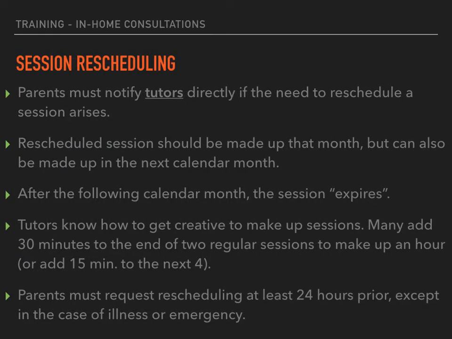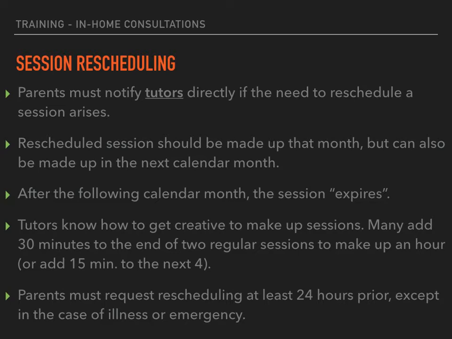There are no exceptions to this rule. Next is session rescheduling. Parents need to notify their tutors directly if they need to reschedule a tutoring session. The tutor will provide the parents with their contact information, including email and cell phone number. Parents should make every attempt to notify the tutor directly before contacting the regional director regarding the need to reschedule or cancel a session. All sessions must be made up within that calendar month, but can also be made up in the next calendar month if the first option is not doable. After the following calendar month, however, the session will expire.